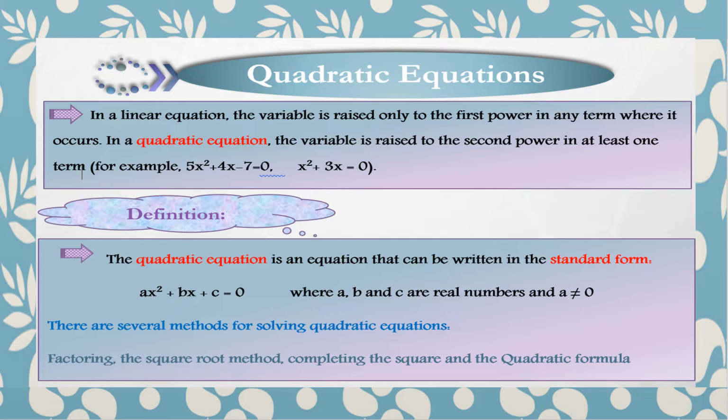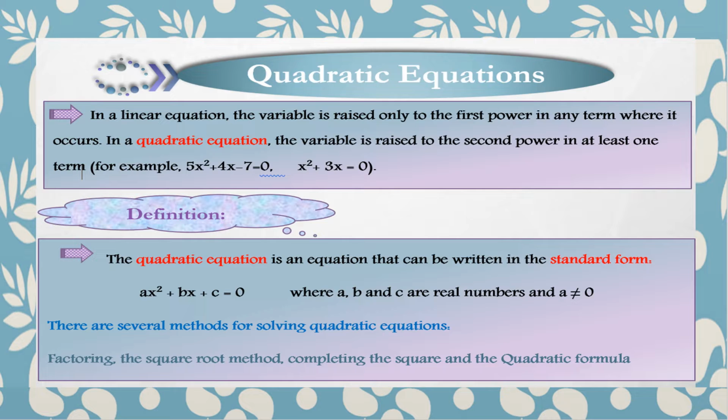Let's start with the quadratic equation. In a linear equation, the variable is raised only to the first power in any term where it occurs. But in a quadratic equation, the variable is raised to the second power in at least one term. For example, 5x^2 + 4x - 7 = 0. Also, x^2 + 3x = 0.